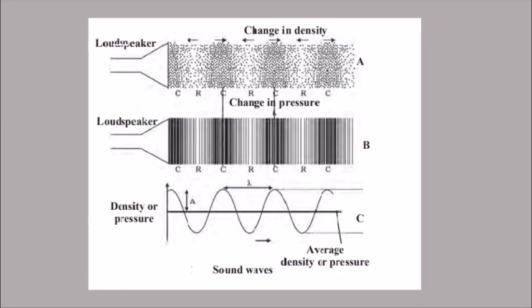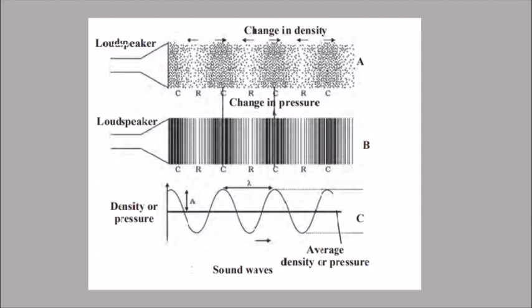Now here in this figure we can see a sound wave. It can be shown in the form of a graph. At any moment during the propagation of the sound wave, we can find alternate bands of compression and rarefaction. C is for compression and R is for rarefaction, and these are called the greater or the lesser density bands.